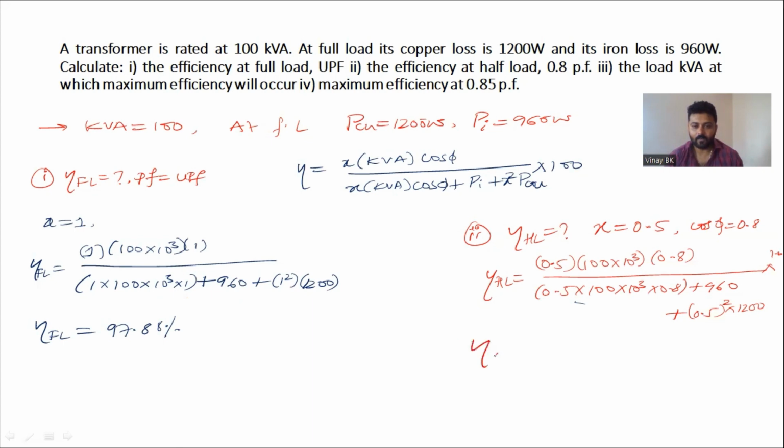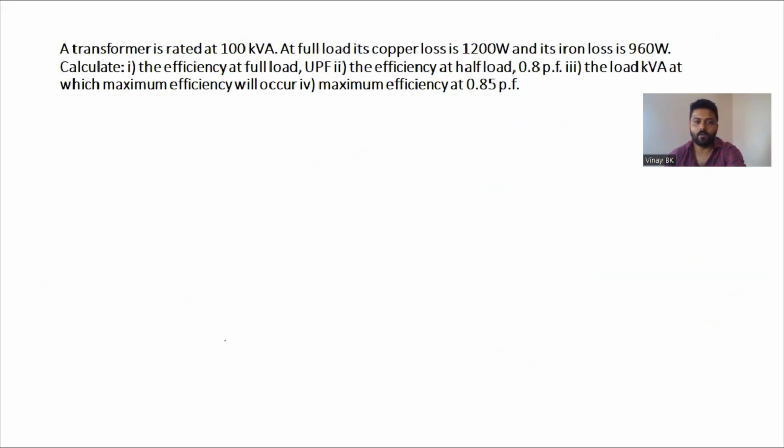So eta half load is nothing but 96.94 percentage. You can verify the answer. If you're getting any wrong answer, please write in the comment box. Okay. 2 points finished. What is the third point? The load kVA at which maximum efficiency will occur. Load kVA, third point.